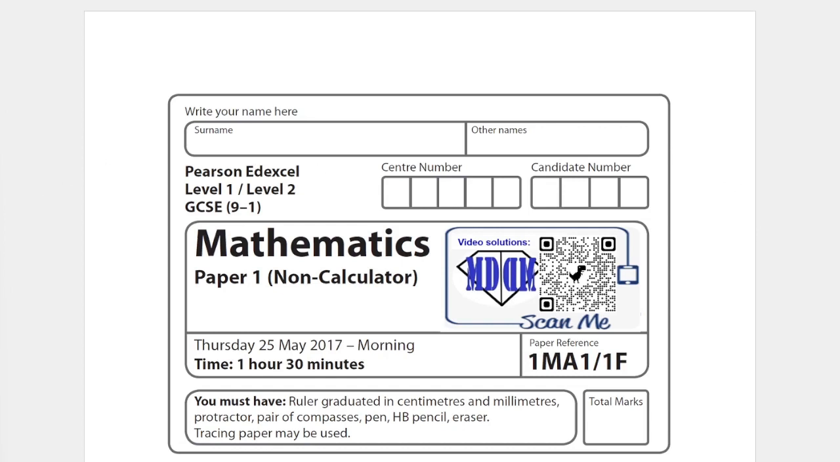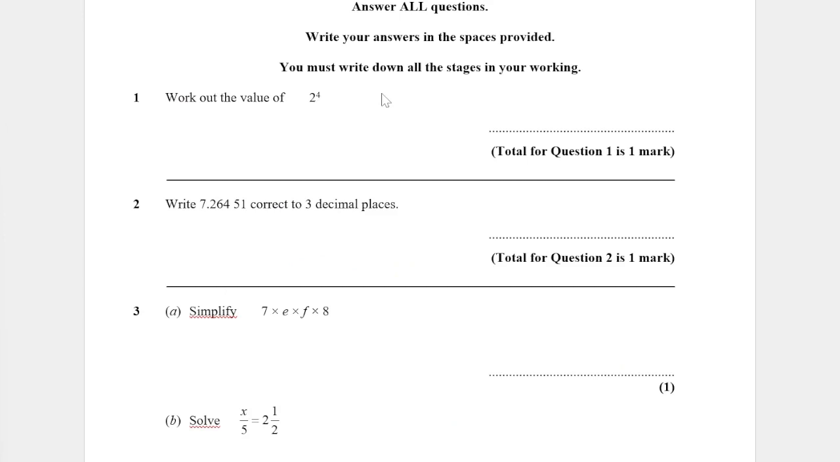Okay, we shall make a start. Question 1. Work out the value of 2 to the power 4. Well, 2 to the power 4 is 2 times 2 times 2 times 2. 2 times 2 is 4, and 2 times 2 is 4, and 4 times 4 is 16, so it's 16.